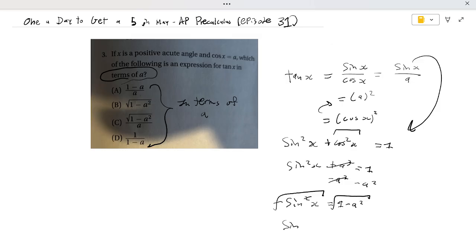Now let's take the square root of both sides. So what we're going to get is sine of x is equal to plus or minus the square root of 1 minus a squared. But here's what I want to point out.